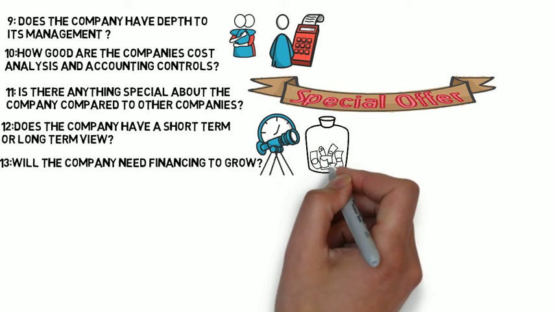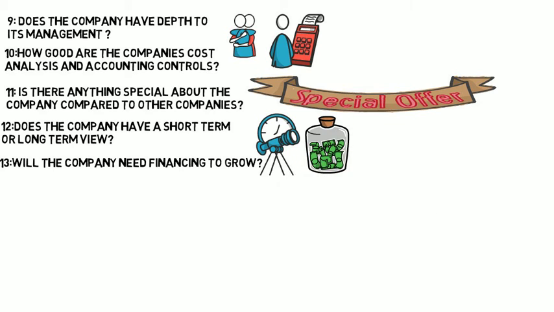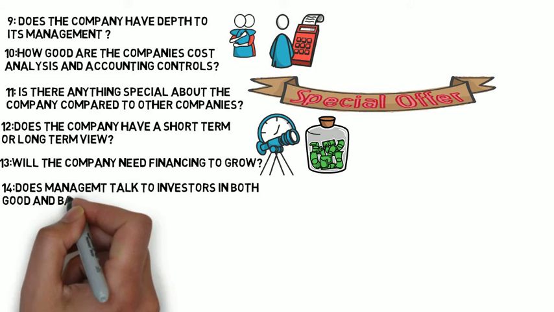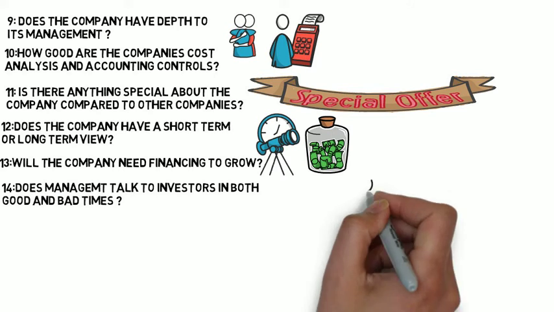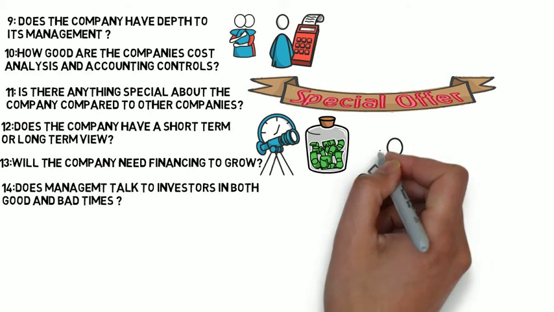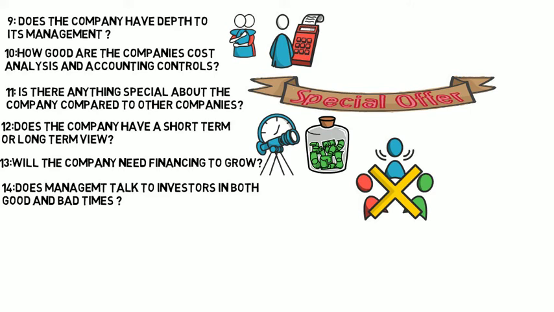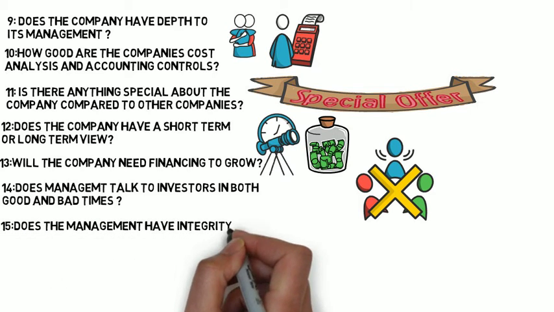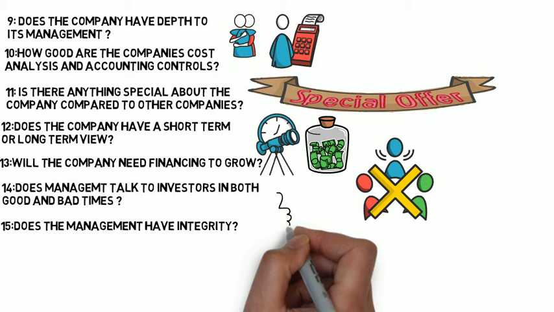Point number 14, does the management talk to investors in both good and bad times? Meaning, does the executive both let the shareholders know about their situation and make them aware in both good and bad times, showing that they're not afraid to be open with their shareholders? And finally, point number 15 in the scuttlebutt method, does the company have management with integrity?